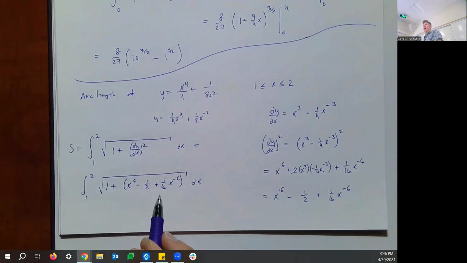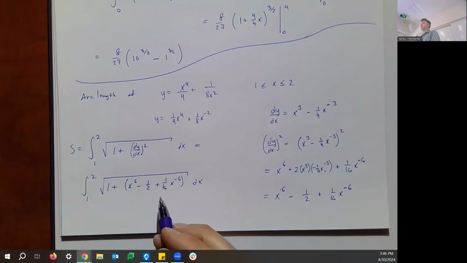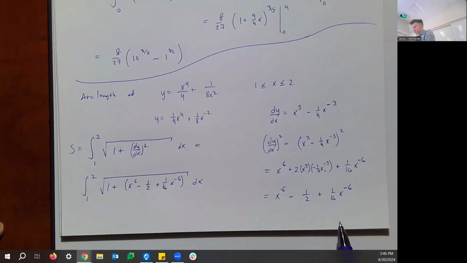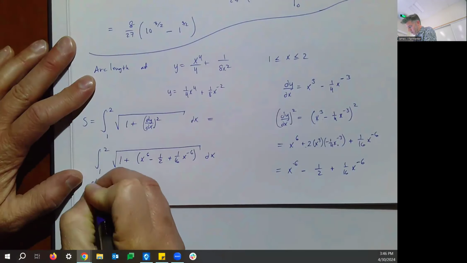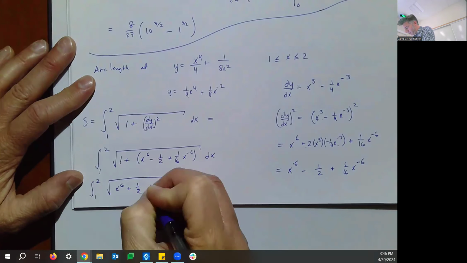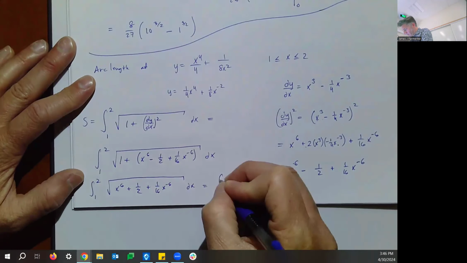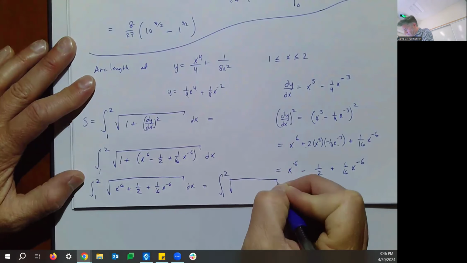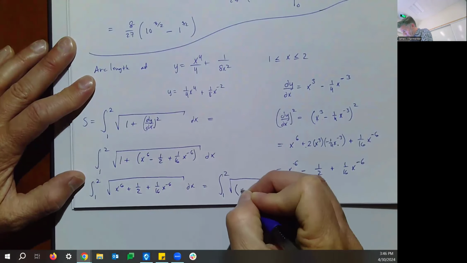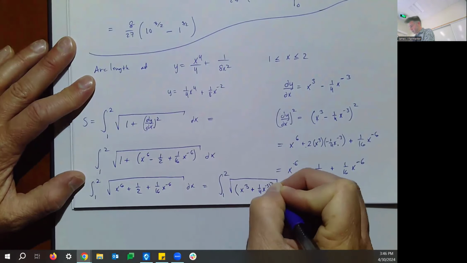And when you add 1 to that, the only thing that changes is negative 1/2 plus 1 becomes positive 1/2, which means this thing factors really nicely. We already kind of know how it factors. So this is going to be the integral from 1 to 2 of the square root of x to the 6th plus 1/2 plus 1/16 x to the negative 6th. And that's exactly going to be the integral from 1 to 2 of the square root of (x cubed plus 1/4 x to the negative 3rd) squared.